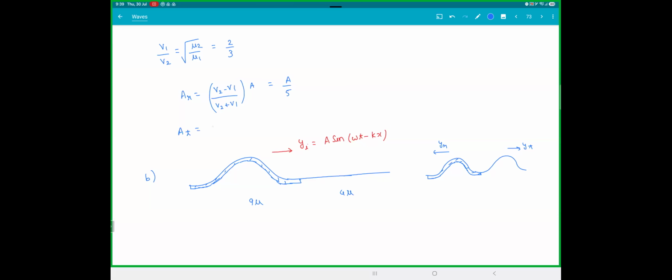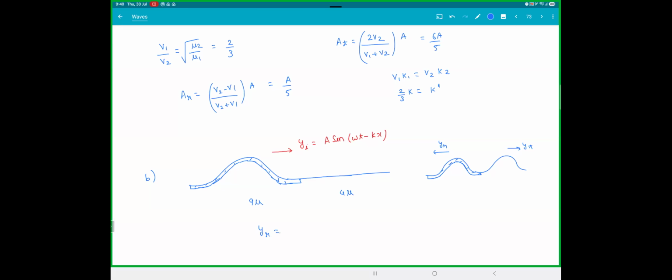And A transmitted will be 2V2 by (V1 plus V2) into A. This will be 2V2 by (2 by 3 plus 1), which gives 6 by 5. And I think you're done there. And V1 K1 is equal to V2 K2. And V1 by V2 is 2 by 3. So this is 2 by 3 K is equal to K dash.